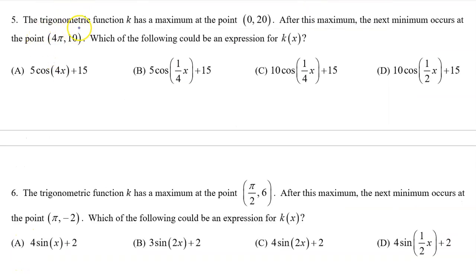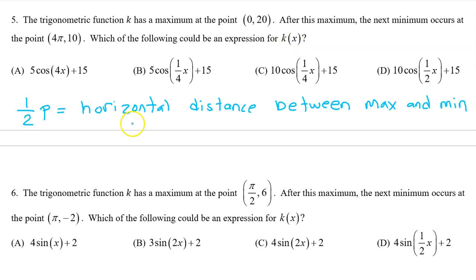Number 5. The trigonometric function k has a maximum at the point 0, 20. After this maximum, the next minimum occurs at the point 4 pi, 10. Which of the following could be an expression for k of x? In previous videos, we have learned that the horizontal distance between consecutive max and min is always half the period.